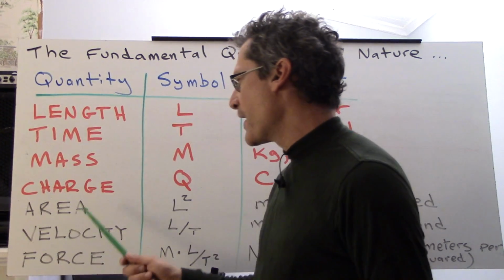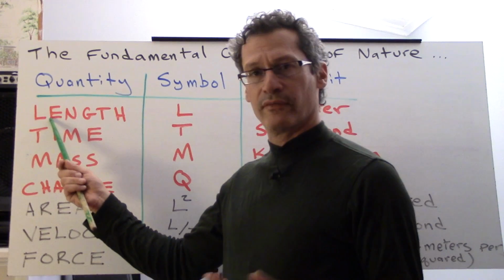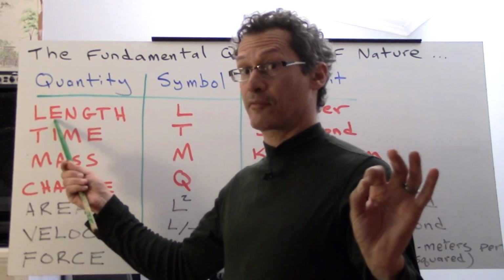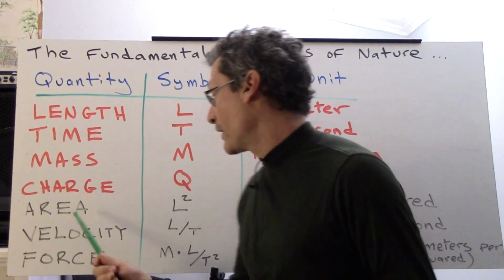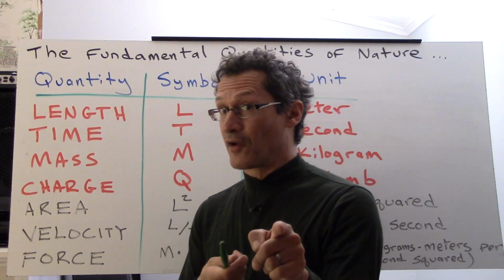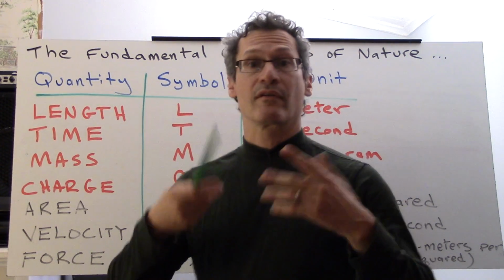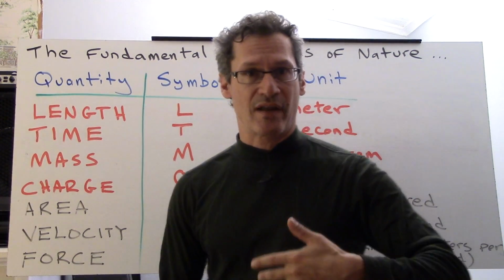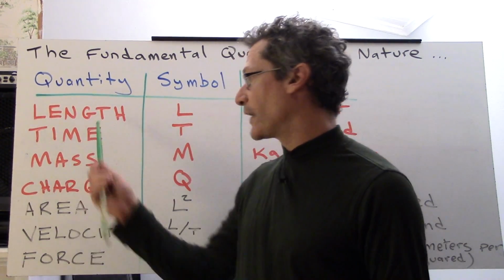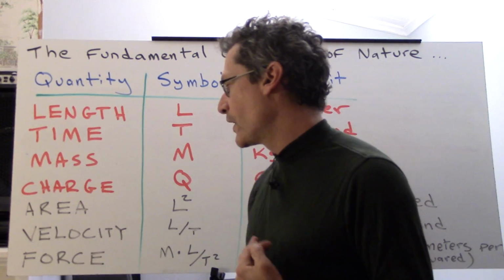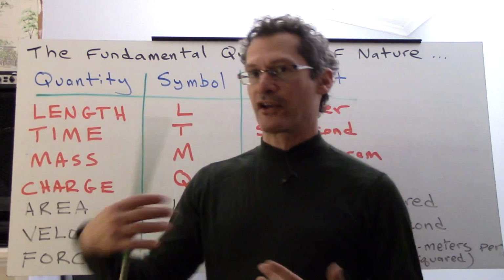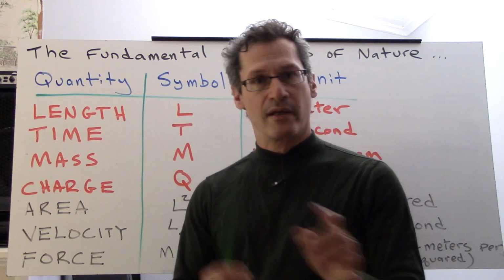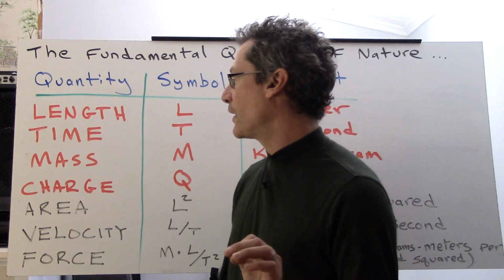For example, area is the combination of length and length, right? Area is length times length. If we wanted to go to volume, it would be length times length times length, or cubed, right? Velocity, for example, or speed, is a combination of length and time. It's length divided by time. And something like force involves actually three of these quantities together, and I'll show you what that is later. It's a little more complex.